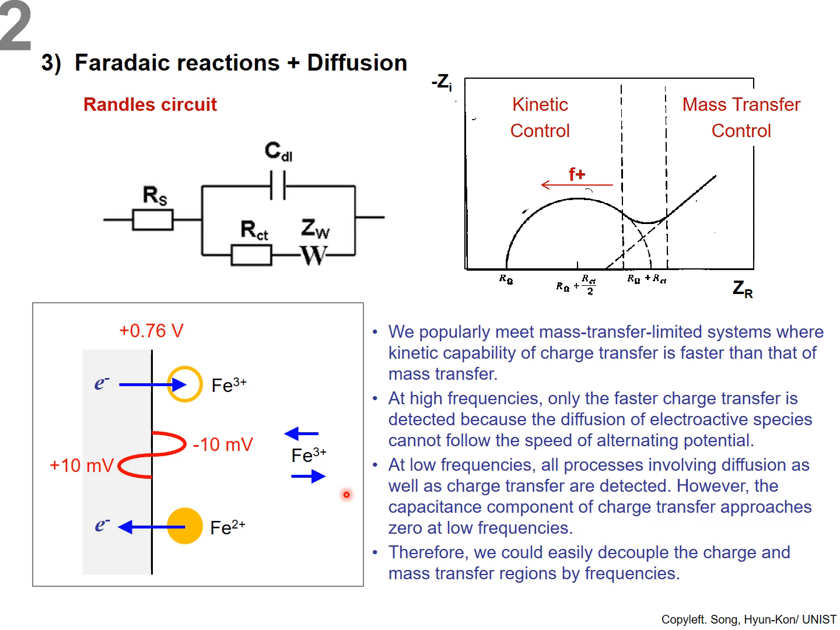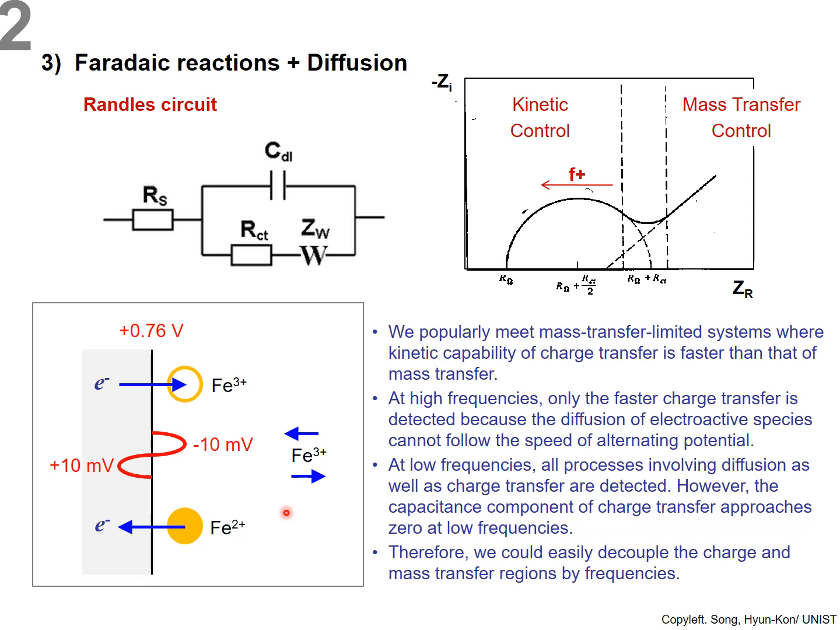However, at low frequency of alternation of the small amplitude around the biased potential, then we could detect the charge transfer process, of course, and then the very slow mass transfer process could be detected at such low frequencies.